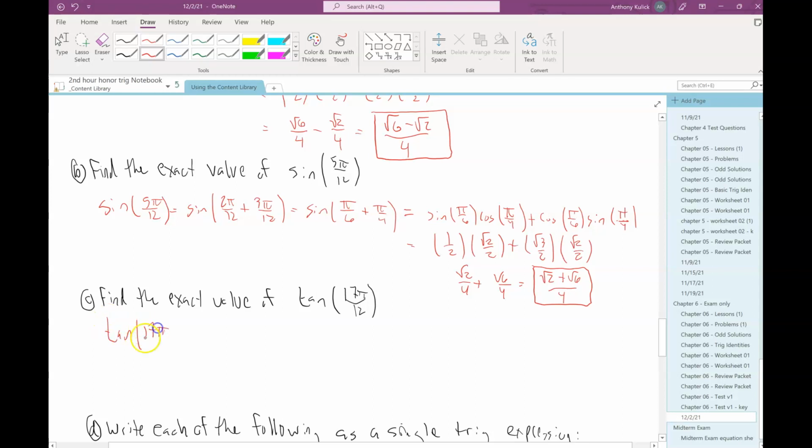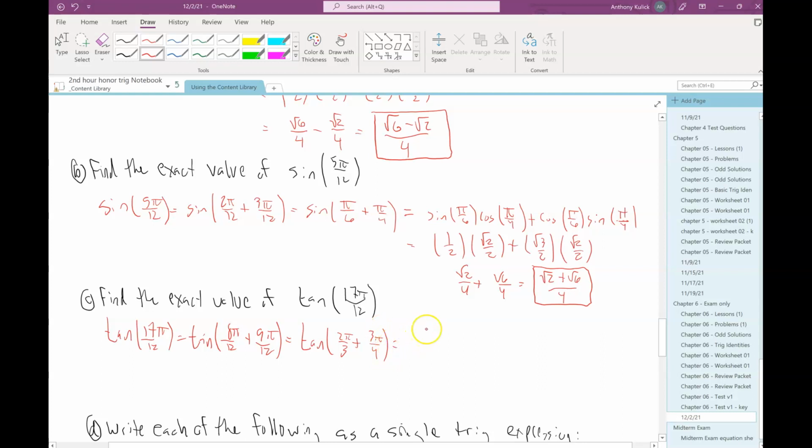So tangent of 17 pi over 12 is going to be tan of 8 pi over 12 plus 9 pi over 12. So 8 over 12 reduces to 3/4. I'm sorry. Try again, 2/3. 9 pi over 12 reduces to 3/4 though.